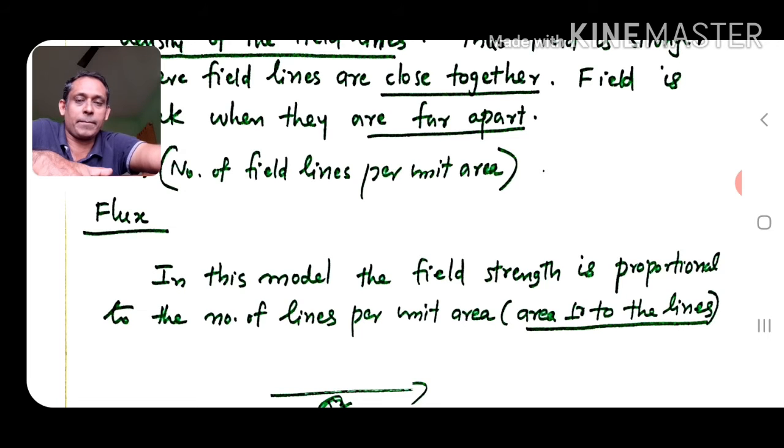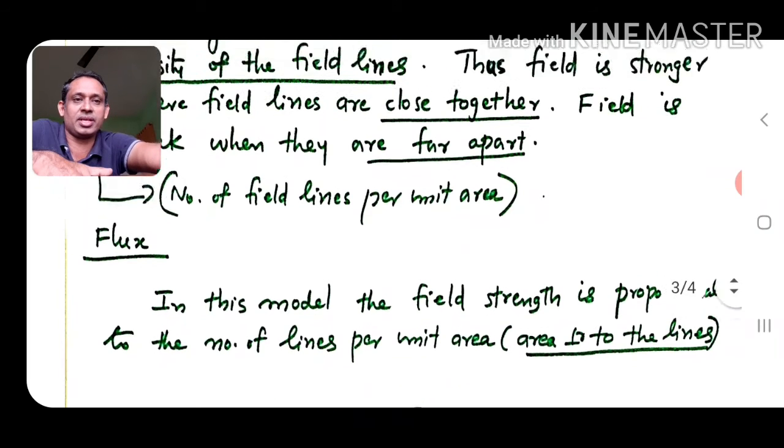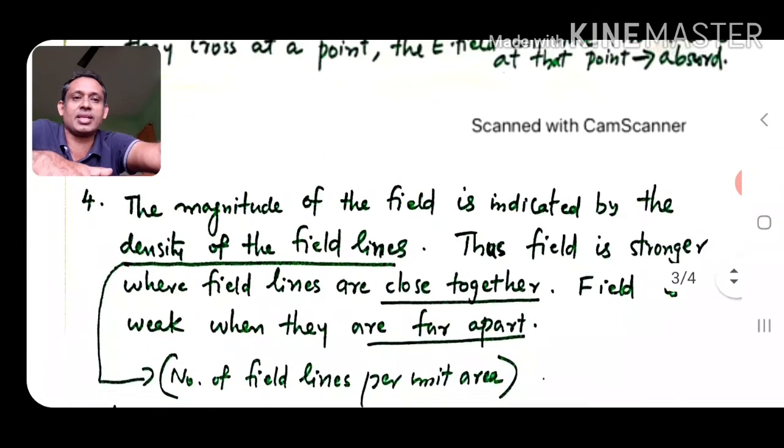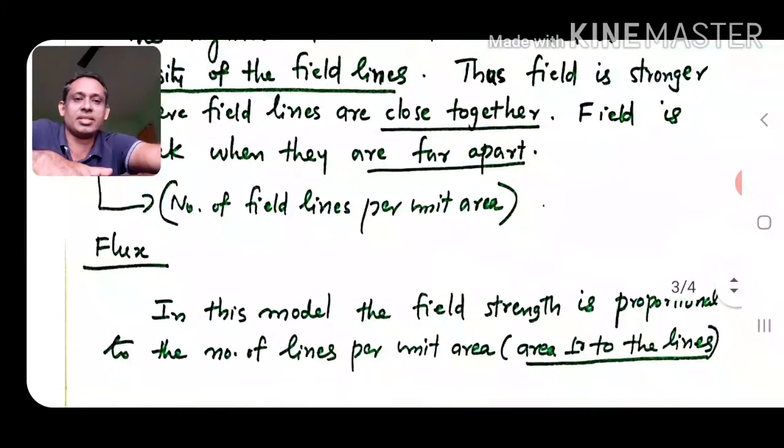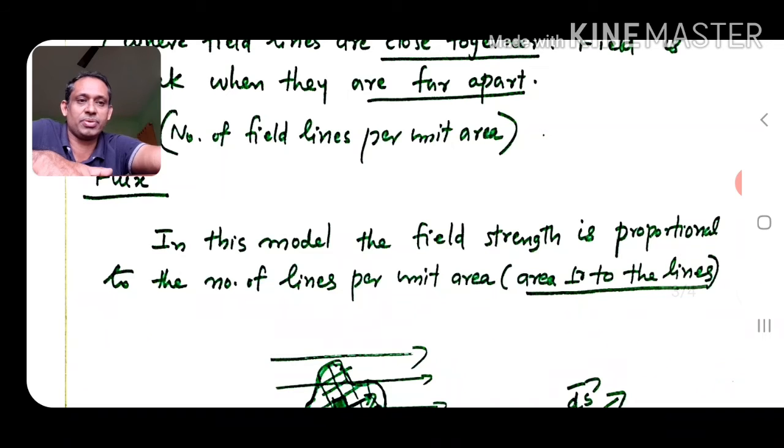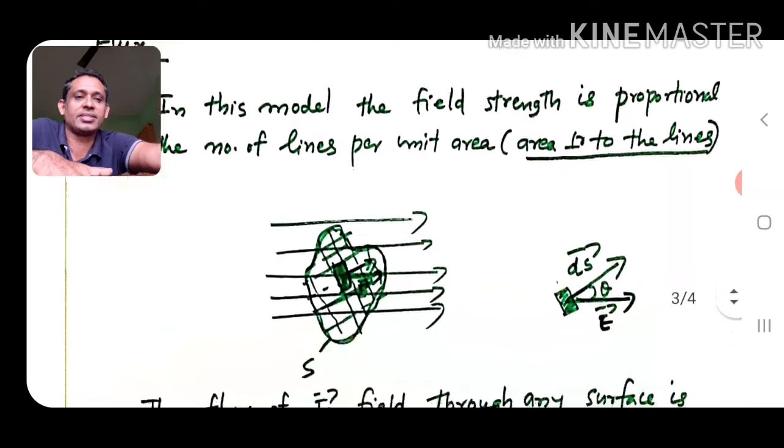Now in the model that we have seen, the field strength is proportional to the number of lines per unit area, or the density of the field lines. So we use that model: the magnitude of the field, or the strength of the field, is given by the density of the field lines, that is, the number of field lines per unit area. And the important thing is the area has to be considered perpendicular to the lines.